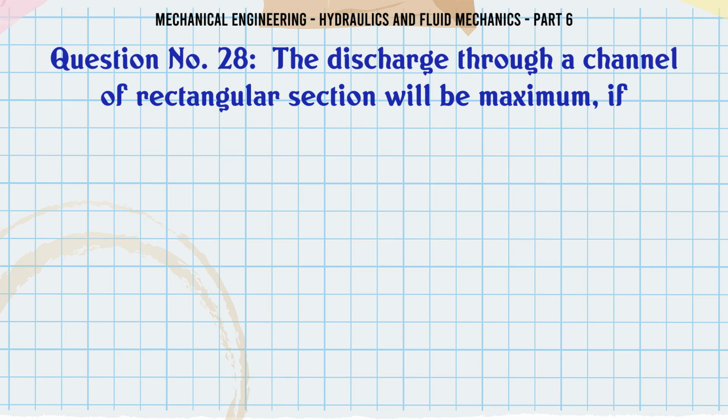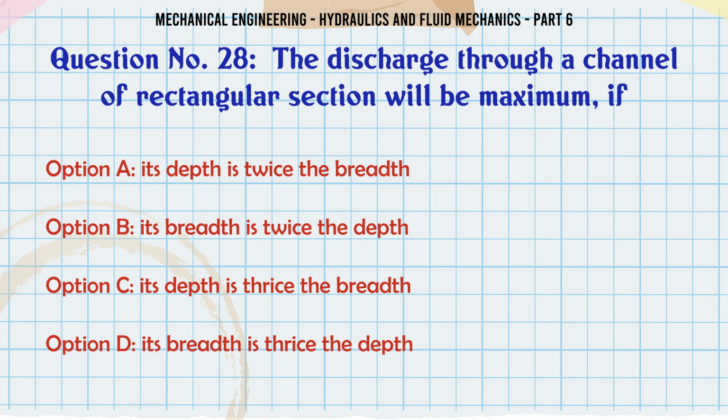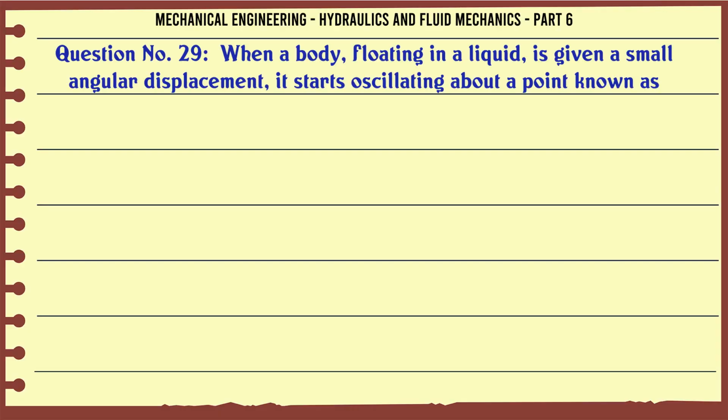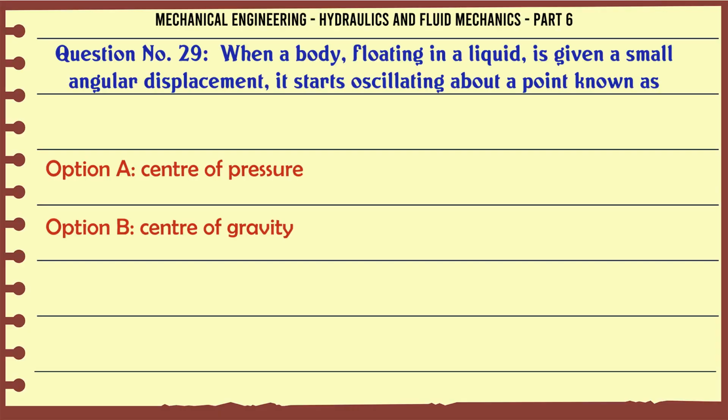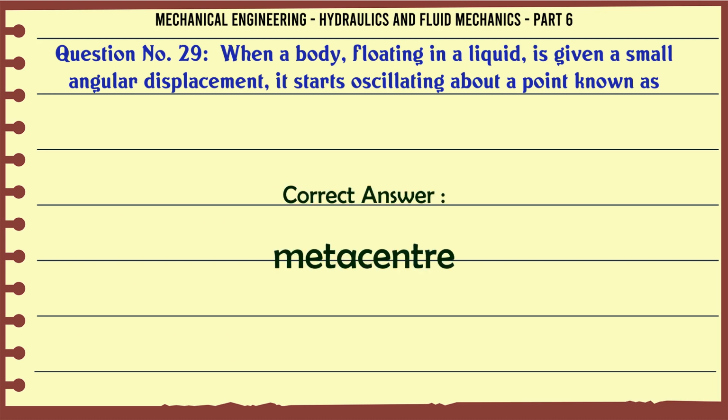The discharge through a channel of rectangular section will be maximum if A its depth is twice the breadth, B its breadth is twice the depth, C its depth is thrice the breadth, D its breadth is thrice the depth. The correct answer is its breadth is twice the depth. When a body floating in a liquid is given a small angular displacement, it starts oscillating about a point known as A center of pressure, B center of gravity, C center of buoyancy, D metacentre. The correct answer is metacentre.